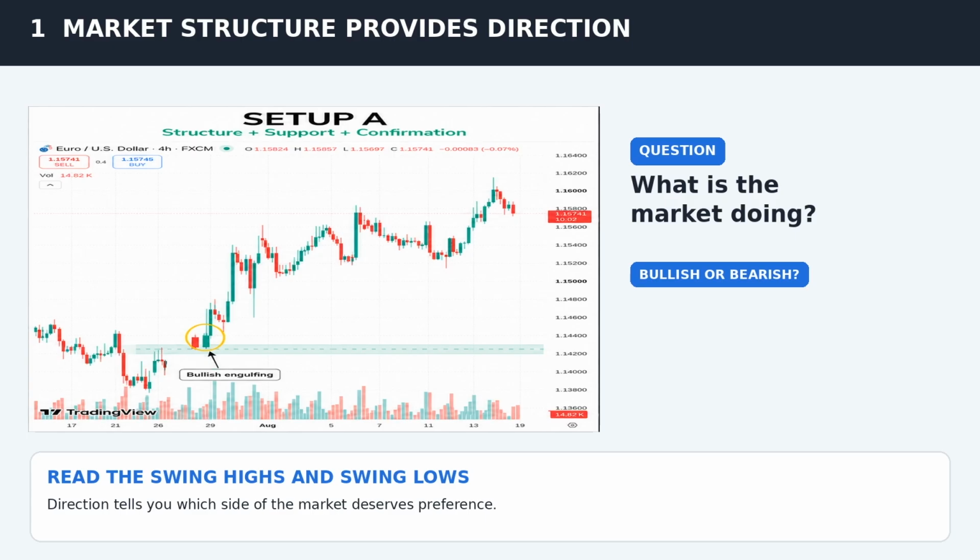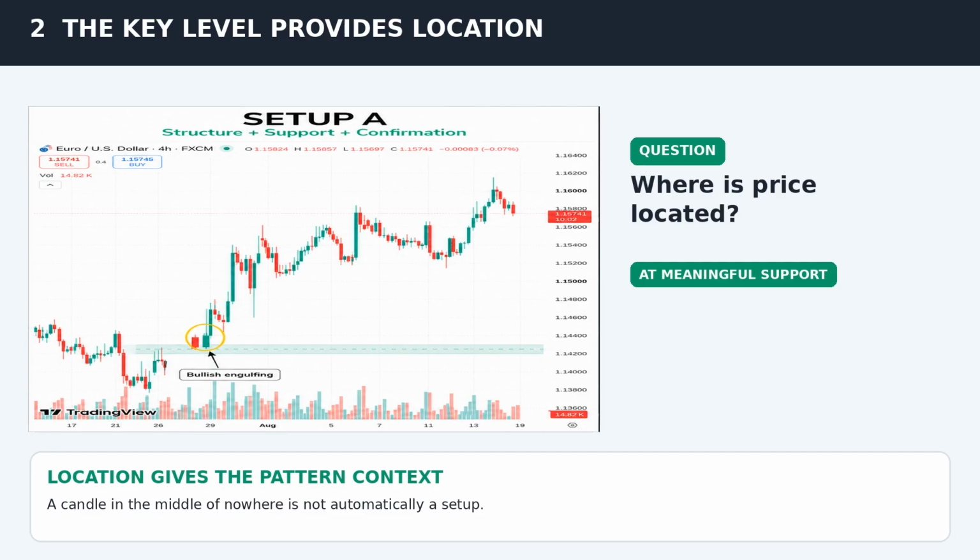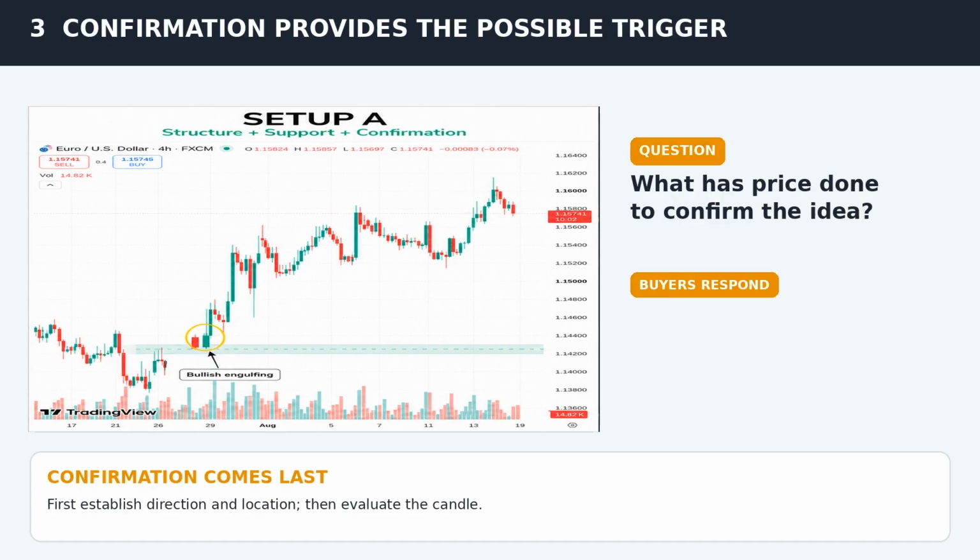Market structure provides direction. The key level provides location. Confirmation provides the possible entry trigger. If these 3 concepts do not agree, remain patient.